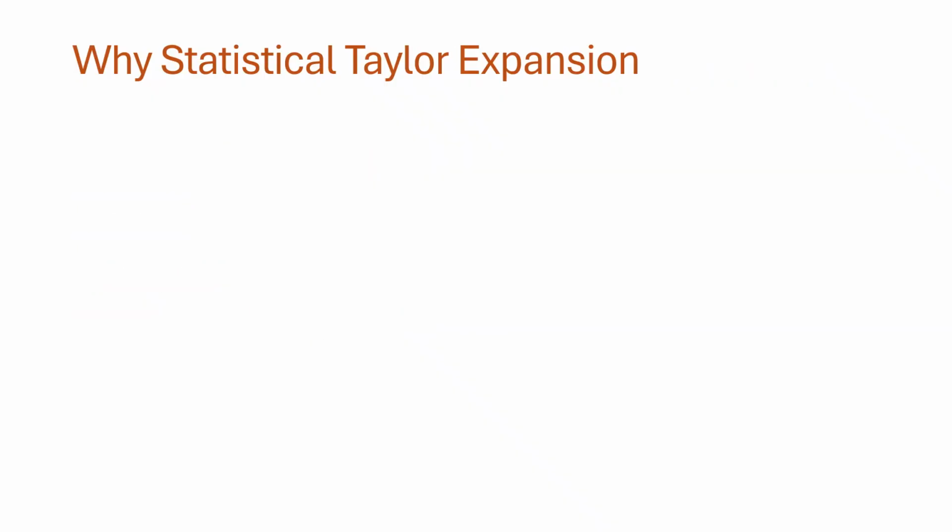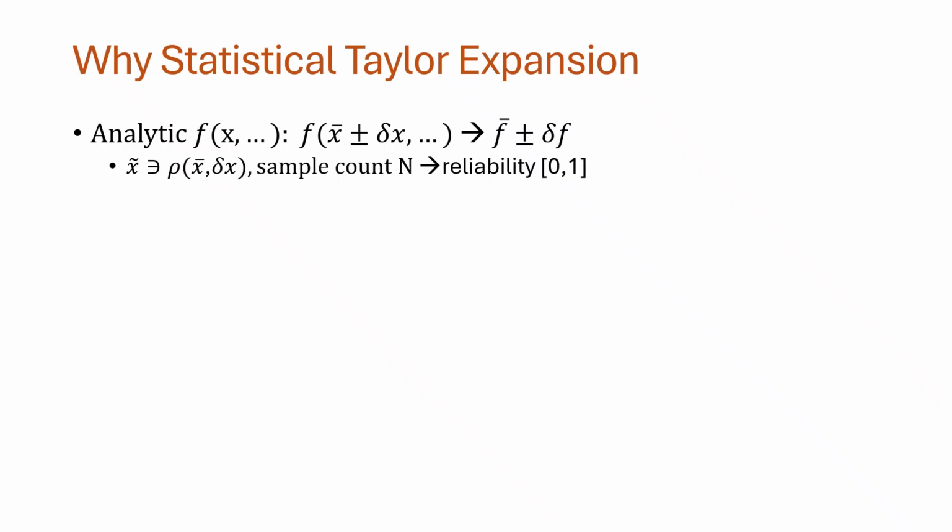Why static Taylor expansion? We know Taylor expansion enables us to calculate an analytic function. Namely, if you have a function with an input variable x, using Taylor expansion, you can calculate the value near x. Static Taylor expansion just replaces the variable x with a random variable with mean and standard deviation to calculate the result mean and standard deviation. It accounts for the actual distribution.